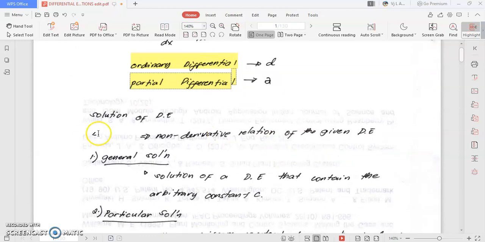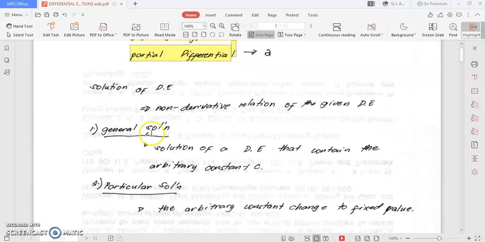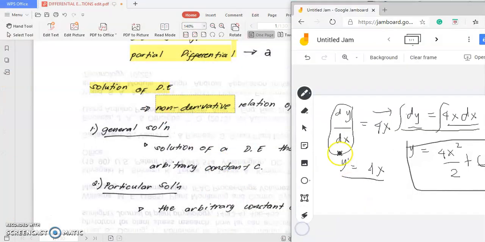Another term when we discuss differential equations, you should also know the solution of differential equation. Solution of DE. A solution of a differential equation is a non-derivative relation of a given differential equation. When you solve a differential equation, you will know it is a solution if there is no more derivative. So it is non-derivative.